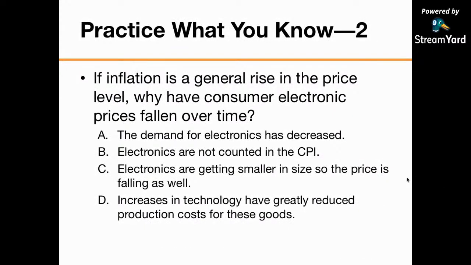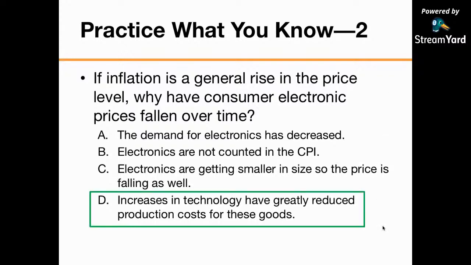Here's a practice what you know. If inflation is a general rise in the price level, why have consumer electronic prices fallen over time? I'll give you a second to answer that. You guys are so quick and also very accurate. Increases in technology have greatly reduced production costs for these goods. So that's why those technology prices are going down.